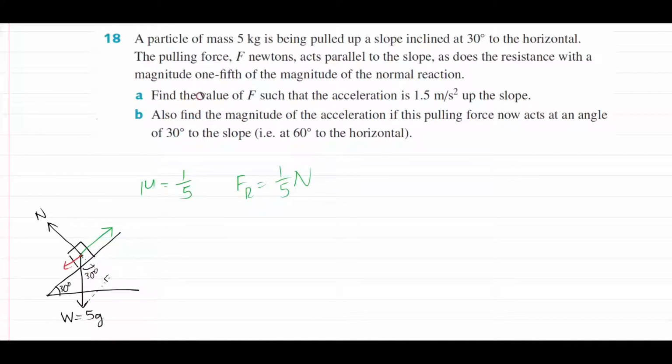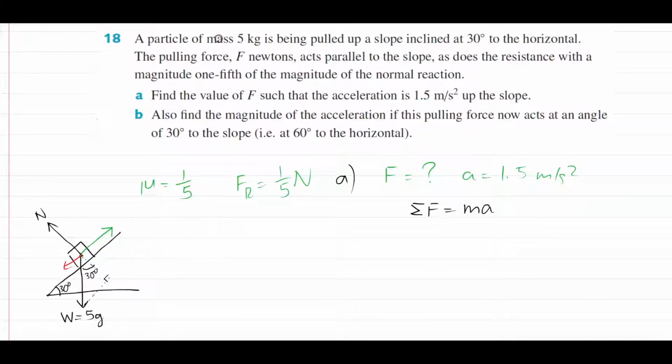Right, let's have a go at the question. A: find the value of F such that the acceleration is 1.5 meters per second squared up the slope. So question A, this is very typical, finding acceleration. So how do you do this? To find F, we want to solve for F, given acceleration is 1.5 meters per second squared. To do this, we use Newton's second law of motion, so resultant force equals mass times acceleration. To get our resultant force, we look at all the forces going up and down the plane.